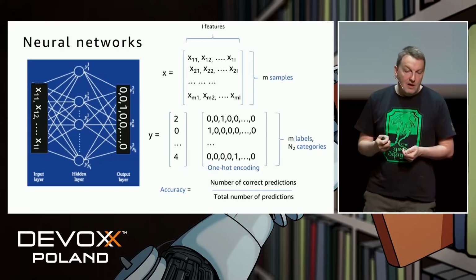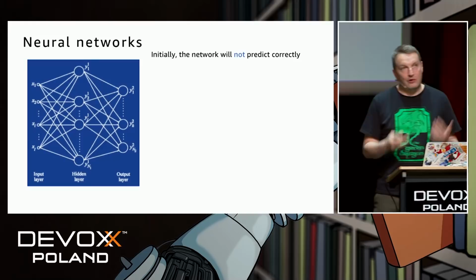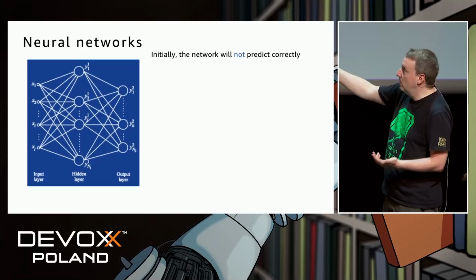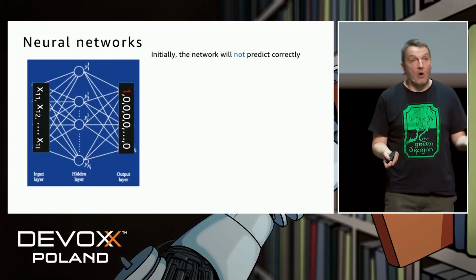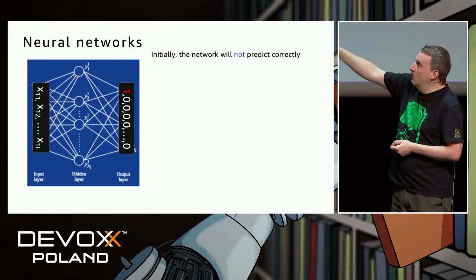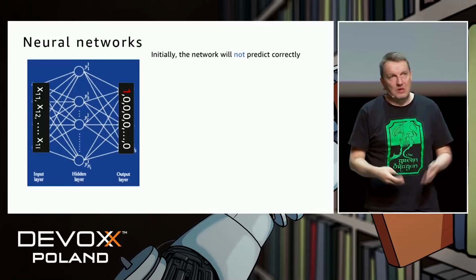But of course, initially, the network is not trained. So all the weights corresponding to all those connections here, all those parameters, they have random values. So if you take a data sample and forward propagate, you get something completely wrong on the output layer. And it would not be something like this, actually. It would not be a 1 in the wrong place and zeros. It would just be random probabilities for the 10 classes, because again, the network has not been trained.